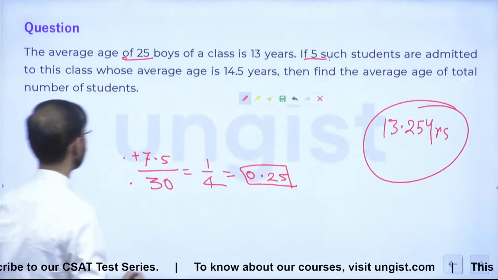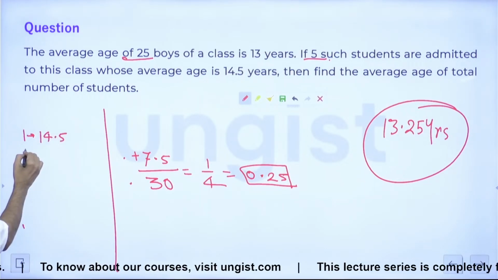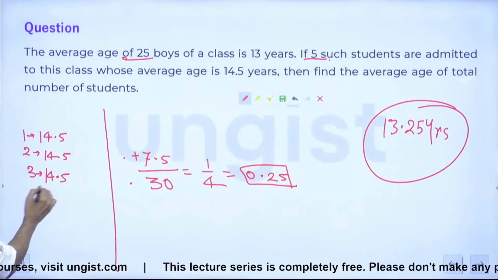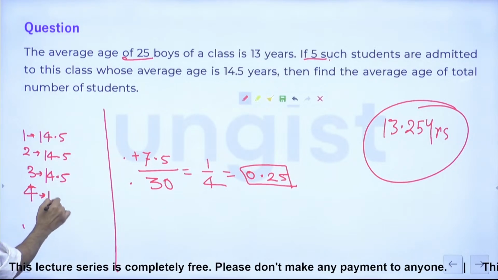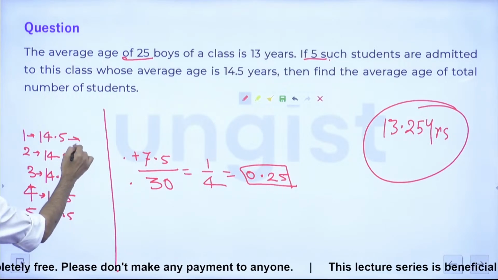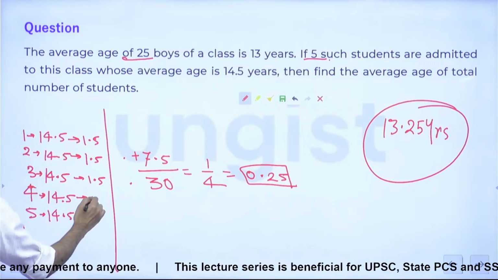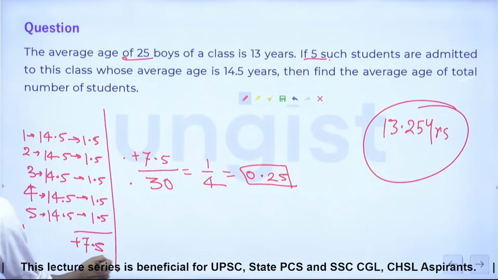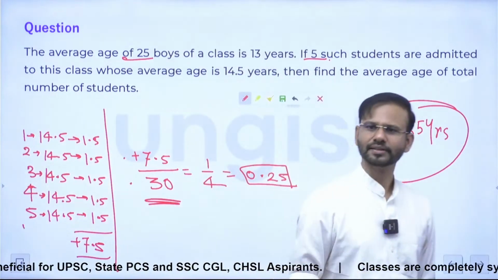Right? Tell me one thing. The best case scenario would be, we have considered the age of all the students is 14.5. Those 5 students are joining. The age of all the students is 14.5. So here this is 1.5. The contribution is 1.5, 1.5 plus 1.5, right? So overall contribution is positive 7.5. And this 7.5 will be distributed among 30 students. Guys, is it clear now?